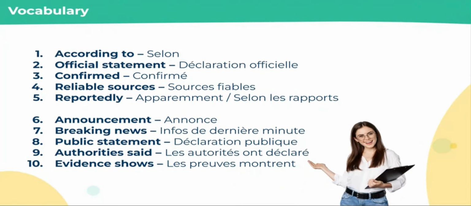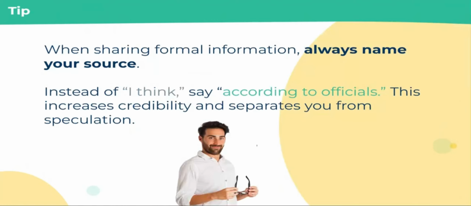When dealing with official or more formal news reporting, you would find vocabulary such as according to, official statement, something is confirmed, there are reliable sources, reportedly, announcement, breaking news, public statements, authorities said, and evidence shows. An important tip is that when sharing formal information, always name your source. Instead of "I think," we'll then say "according to officials." This increases credibility and separates you from speculation.